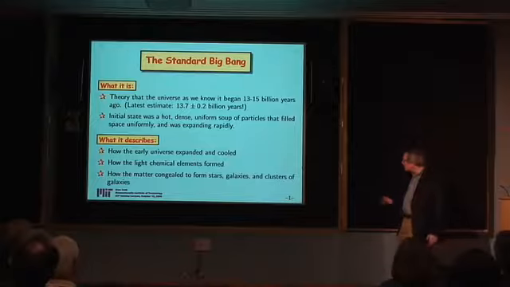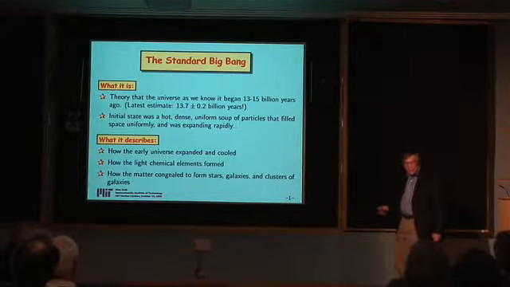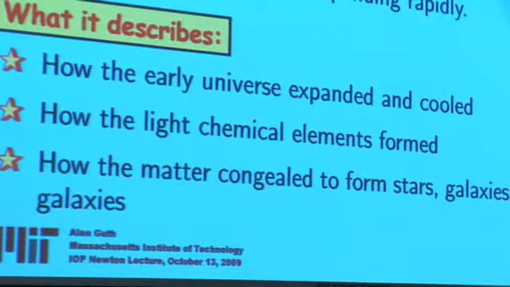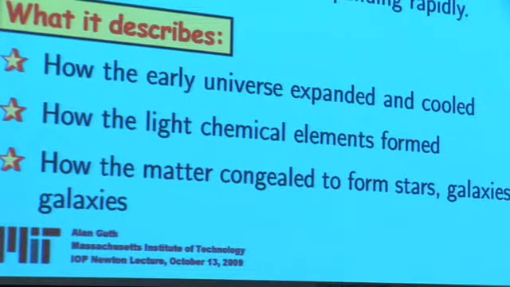It has very important abilities to explain features of our universe. In particular, it explains how the early universe expanded and cooled, and you could actually calculate how fast that expansion and cooling should take place in a very simple way. You can calculate how the light chemical elements formed, because this model started when the universe was so hot that even the nuclei of atoms would not have been stable. So the nuclei have to form later as the universe cools.